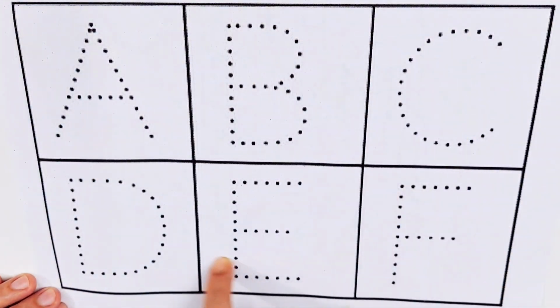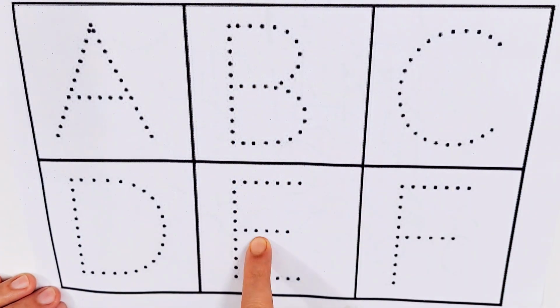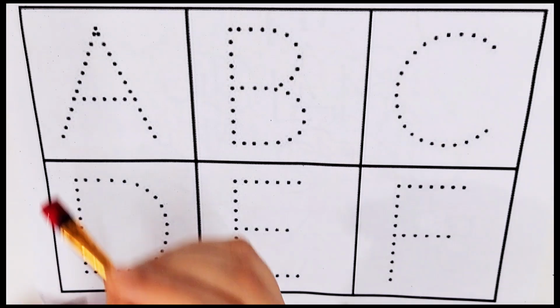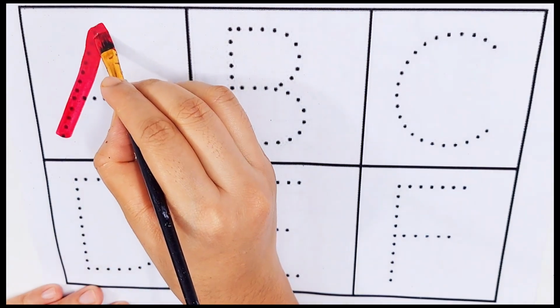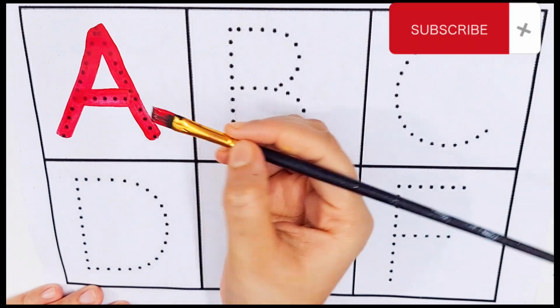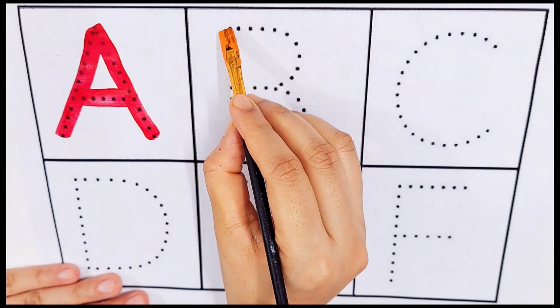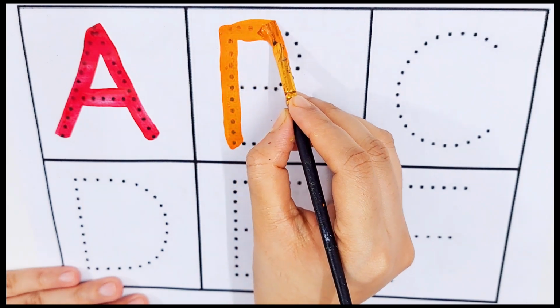Today we are trying to learn some alphabets. A, B, C, D, E, F. A for avocado. B for bus.